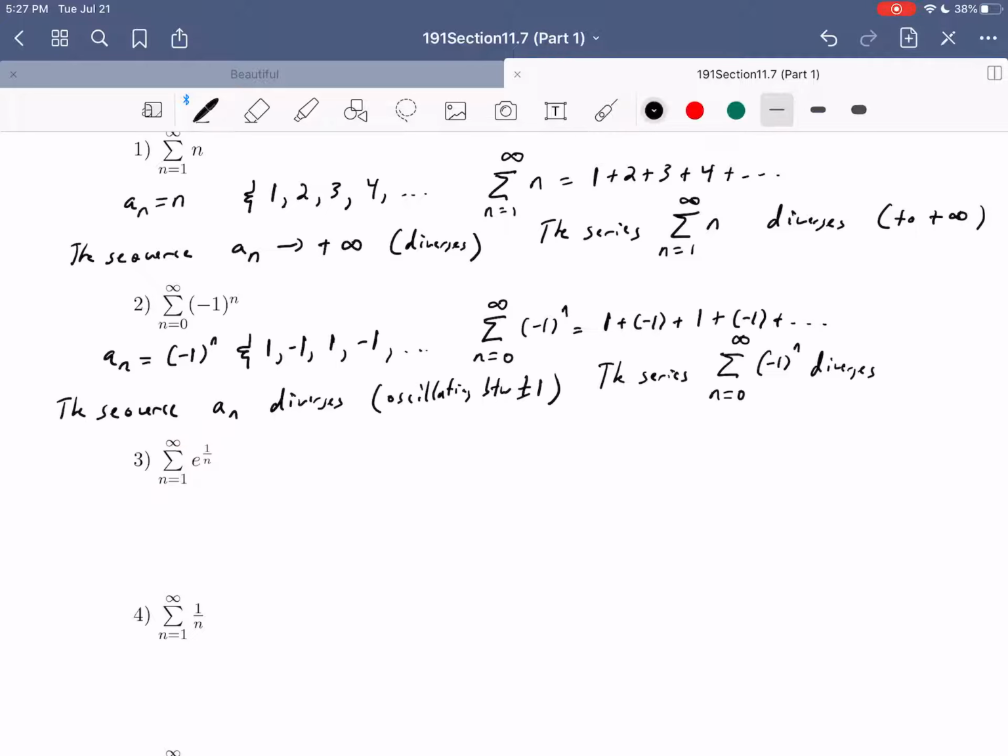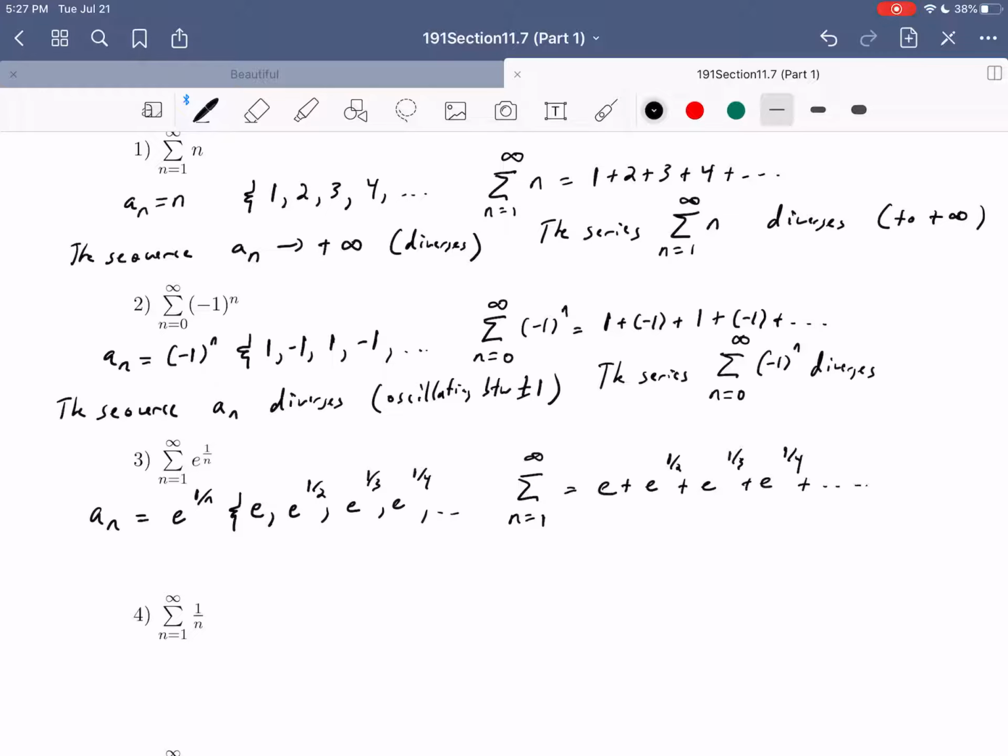Let's talk about the corresponding sequence. So that would be e to the 1 over n. Since we're starting from 1, that looks like it would be e to the 1/2, e to the 1/3, e to the 1/4, and so on. And of course, the sum would be e plus e to the 1/2 plus e to the 1/3 plus e to the 1/4 plus dot dot dot. Okay, so let's talk about where the sequence is headed.